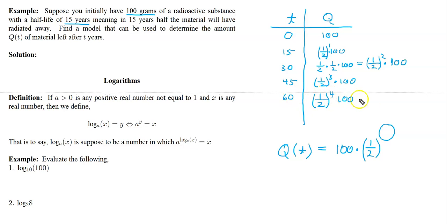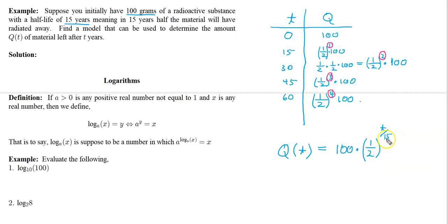If you think about that for a little bit, what we'll put up here in this exponent is going to be t divided by 15. That way when t is 15, I get a 1 up here, which is what I want. When t is 30, we get a 2 right here, which is what we want. When t is 45, 45 divided by 15 is 3, and so on. So this is our equation then that models the amount of material after t years. And notice it is an exponential function where the a is 1/2 in this case.